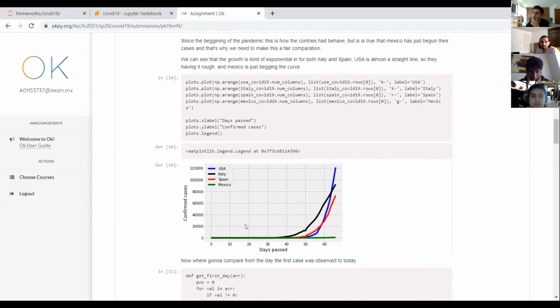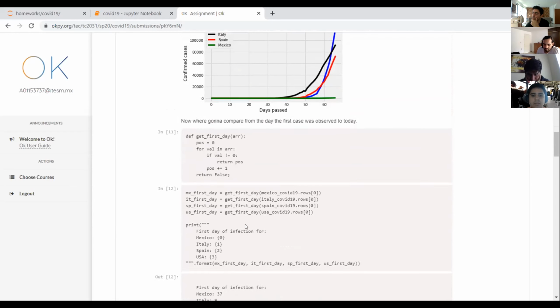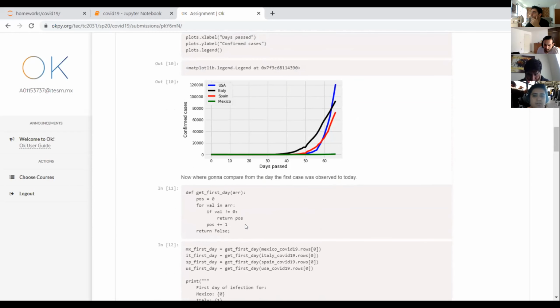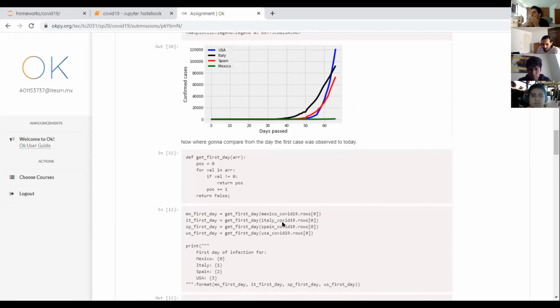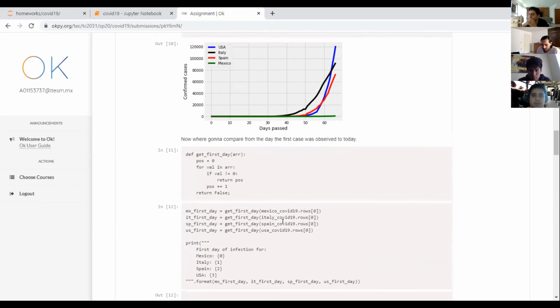As you can see, USA, even though it started a little bit later than the other two, has ramped up to an extreme level, surpassing Italy and Spain. But this is not a fair comparison because the virus came at different times for each of these countries. There is no point of reference in that graph.